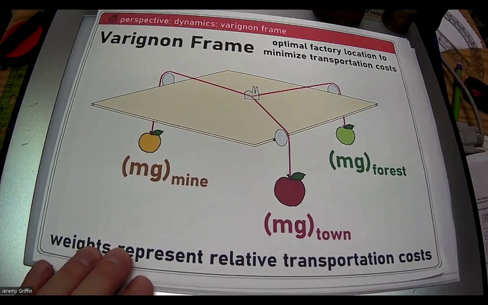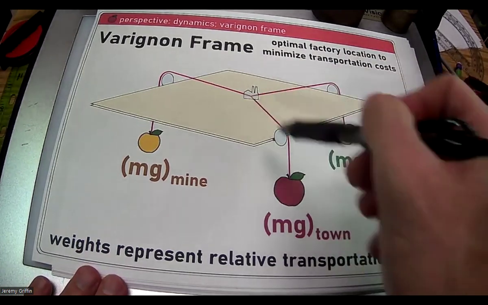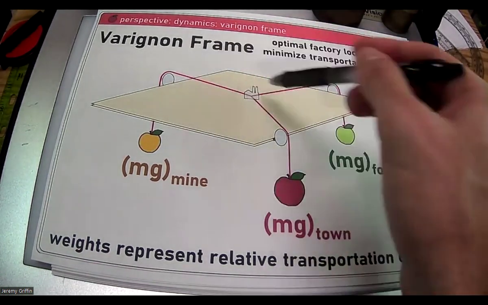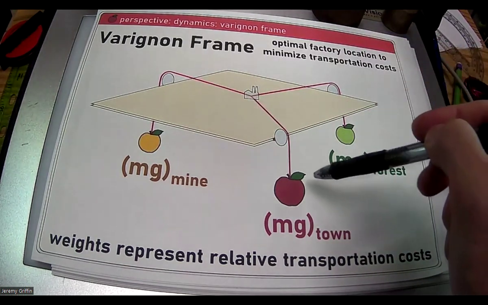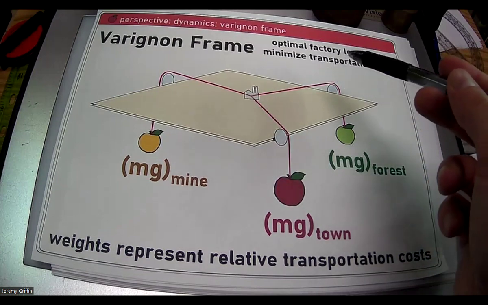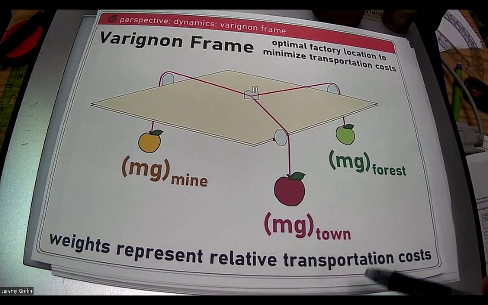All right. So let's say Varignon frame. So here's the premise. Let's say we're going to build a factory. We've got different input variables, and maybe there's a town we're going to ship the product to. Maybe I need some lumber from the forest, some copper from this copper mine, and I'm going to make something and ship it, maybe like a box of pencils, and send it to the town. Okay? And maybe each of these resources or final product has different associated transportation costs.